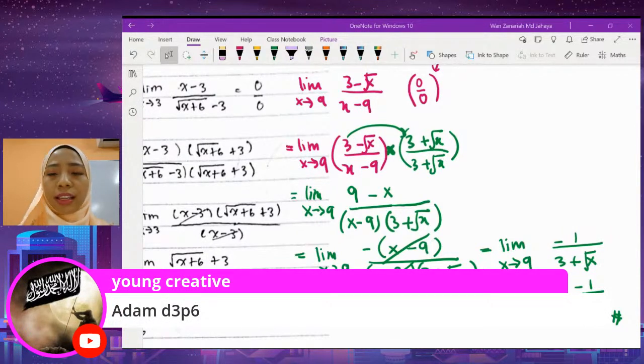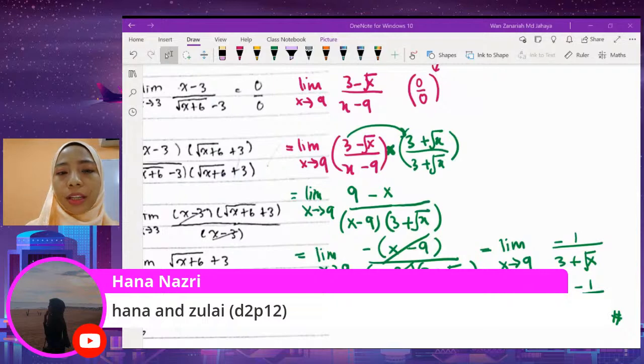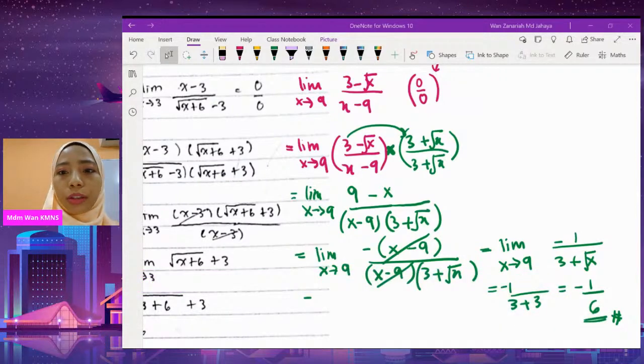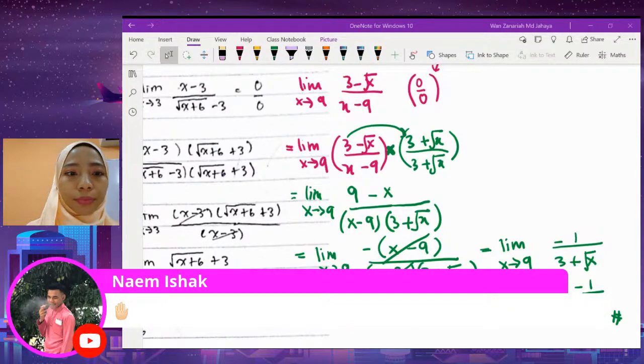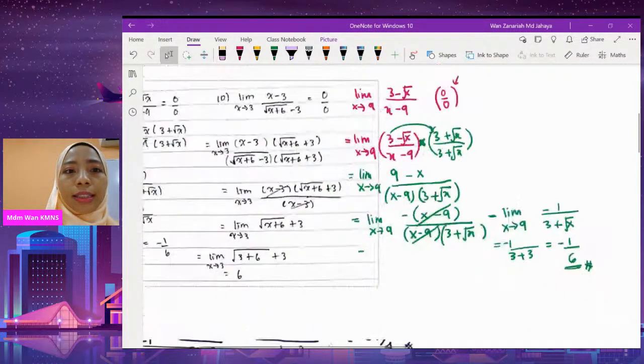This is how I am taking the attendance, so you be ready. I haven't called the D2P13 yet. Okay, later. Alright, so we continue. Okay, Hana and Zulai. Okay, very good. Okay, Naim, thank you. Okay, now let us continue.